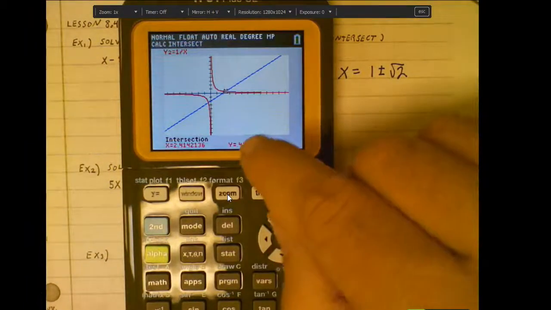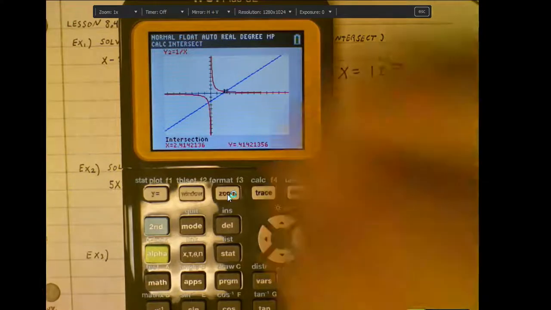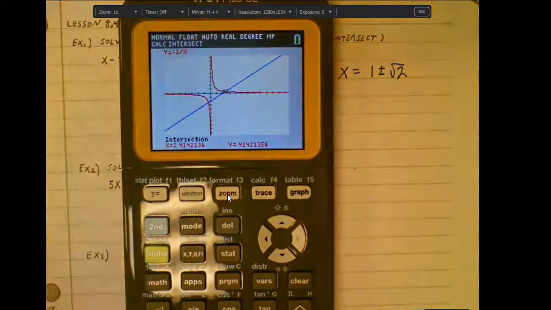Do keep in mind that the y coordinate is not part of your answer. You are only solving for x. Y is not involved. And so if you listed that as an ordered pair, you would be marked down for that. And so you only list the x coordinate as your solution.